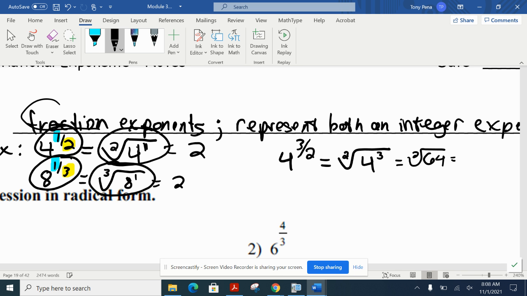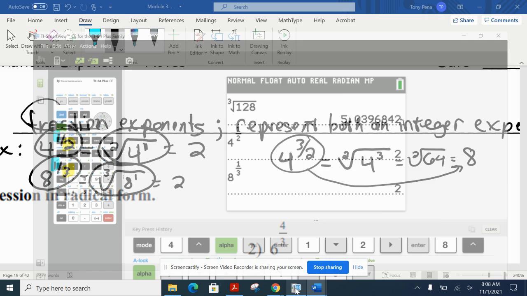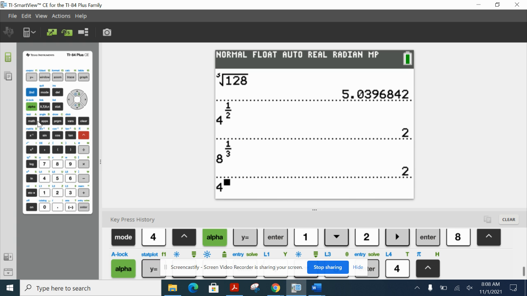What is the square root of 64? 8. So 4 to the 3 halves, I'll show it to you on your calculator in a minute, just to show that these are all equivalent. When I plug that into my calculator, I promise you it's going to give us an 8. All right, so 4 to the 3 halves.